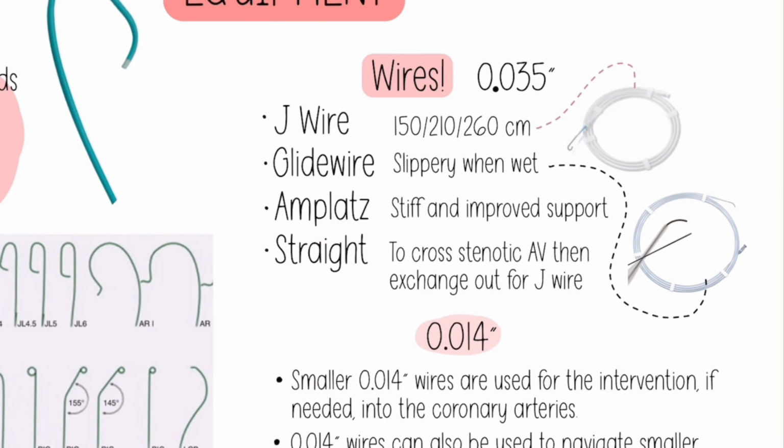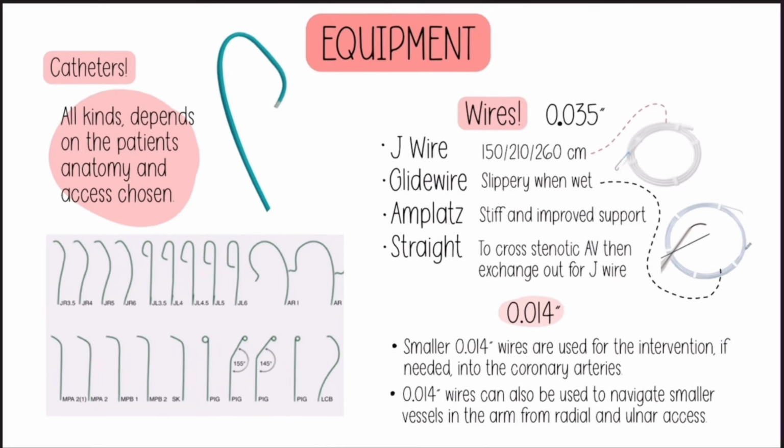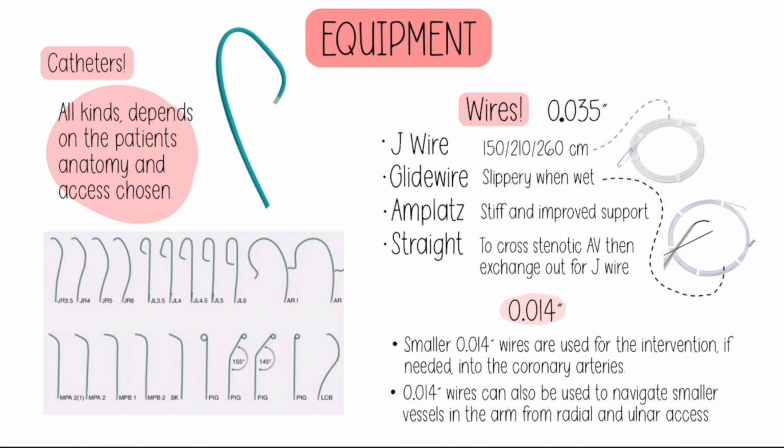Now, for diagnostic purposes, the 014 wires can be used to navigate tortuosity, usually in the arm. So the radial or ulnar arteries are very small. If the 035 wire isn't tracking or it's causing vasospasm because it's too irritable, we can use the 014 wires to track through and try to find the vessel that we're trying to go through. And then same idea with the straight wire. When we get to a comfortable place, we can exchange out for the 035.